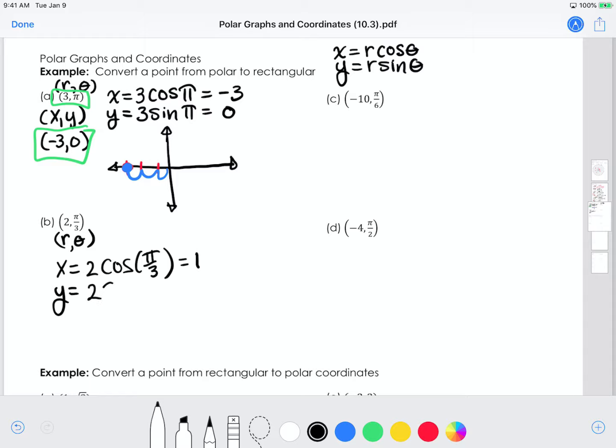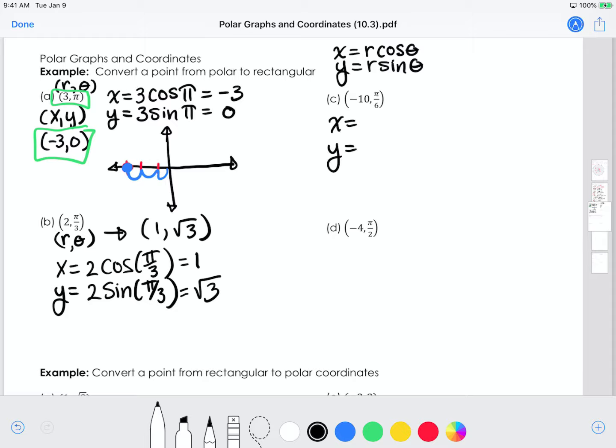Y is going to be 2 times sine of pi over 3, and sine of pi over 3 is the square root of 3 over 2, and when I multiply that by 2, I just get the square root of 3. So the point in polar form is (2, pi over 3), and then the point in rectangular form, when I write it in terms of x's and y's, is (1, square root of 3).